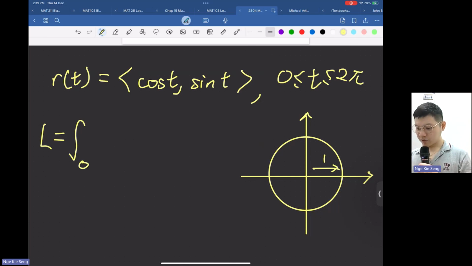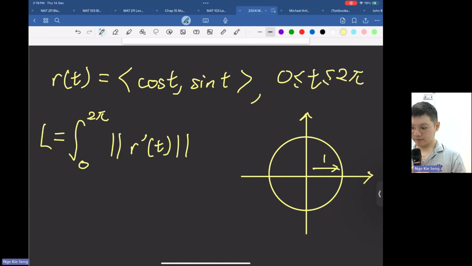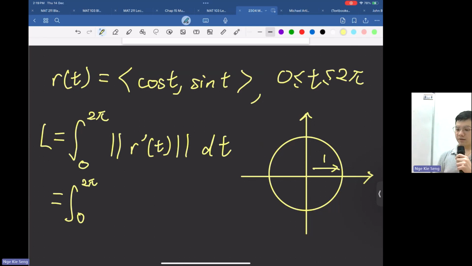We evaluate from 0 to 2 pi. Instead of using the square root definition, we use the norm of my tangent vector, dt. Now it's easier. I don't need to write down all the square root thingy. I just take the dot product of two vectors instead. So what is r prime(t) in this case?